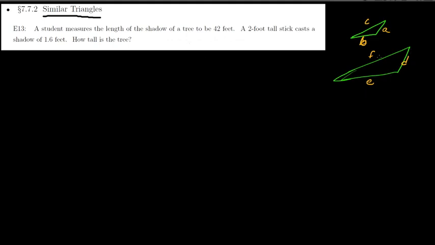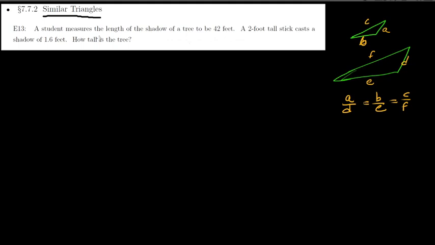What has to be the same for each of these are their ratios. So the ratio of A to D has to be the same as the ratio of B to E, and it has to be the same as the ratio of C to F. So for similar triangles, the ratios of the corresponding sides are equal. I think we can use that to answer the following question.